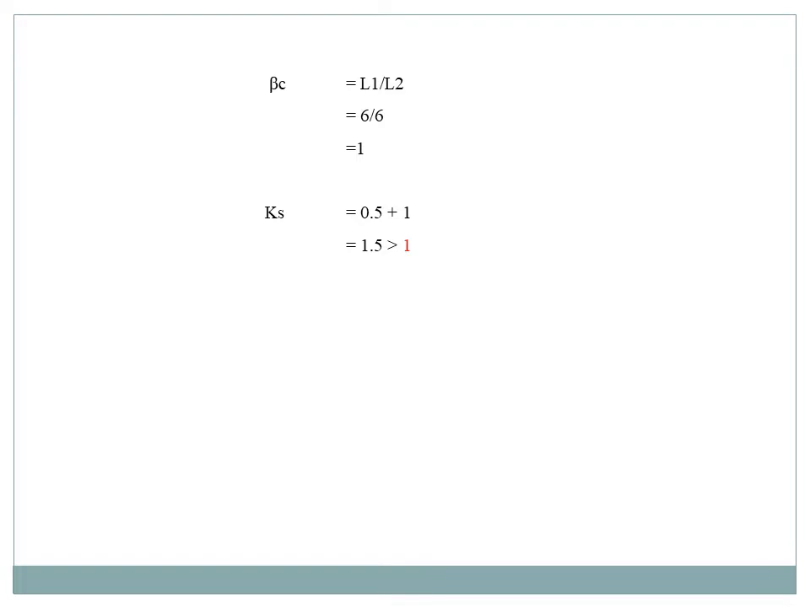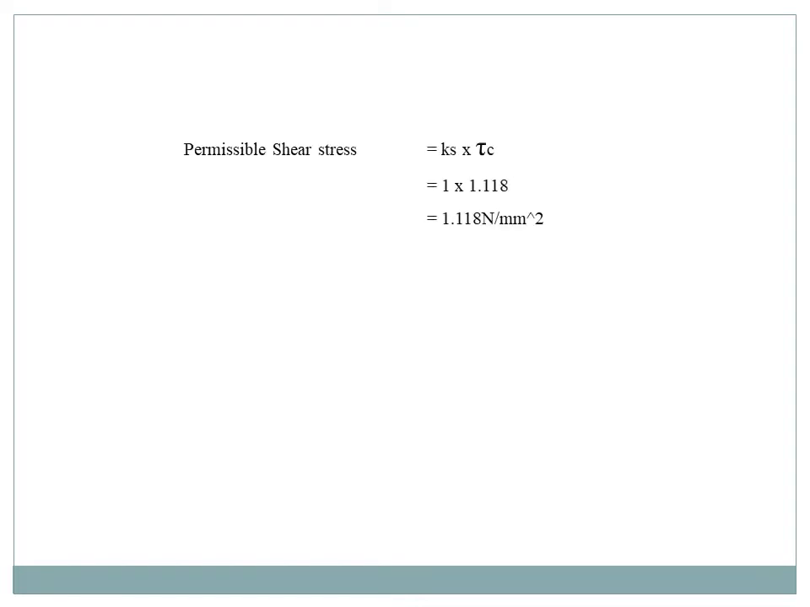But Ks is not more than 1. So Ks is equal to 1; it will be taken as 1. So tau C is equal to 0.25 into root of fck. fck is given in our question as 20 Newton per mm square. So tau C is equal to 1.118 Newton per mm square. Then permissible shear stress is Ks into tau C. This is the formula. So Ks is 1 and tau C is 1.118, which we already found. So permissible shear stress is equal to 1.118 Newton per mm square. So permissible is greater than shear stress, hence safe.